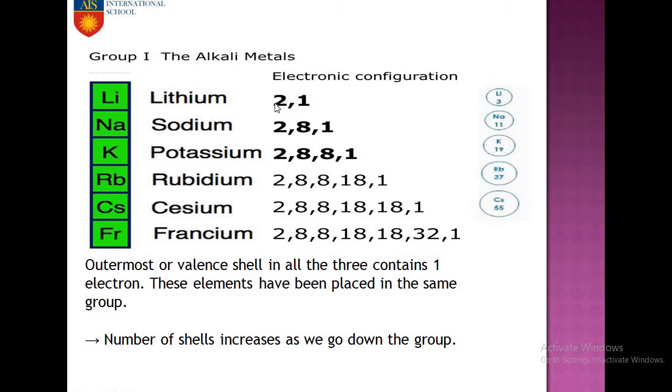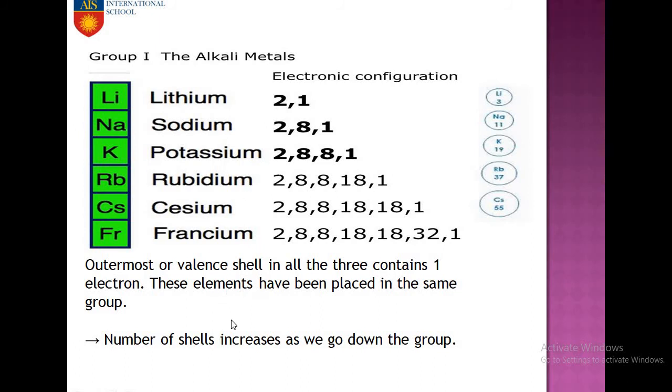And as we go down the group, the number of shells is increasing. The first is period 2, 2 shells. Then 3 shells, then 4, 5 and so on. So the outermost or valence shell in all of these contains 1 electron. These elements have been placed in the same group.